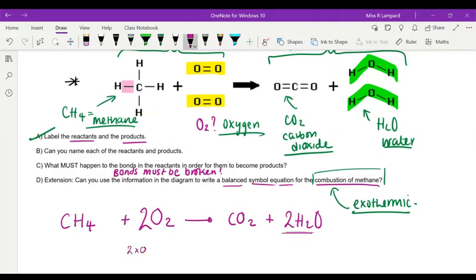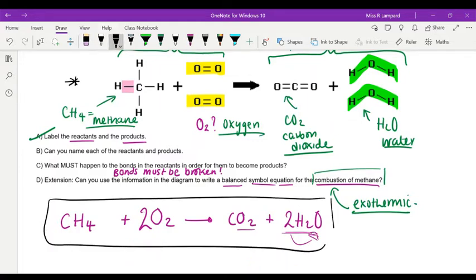2 times O2, which is equal to 4 oxygen atoms, and then we've got 2 coming from the carbon dioxide and 2 coming from the water, so there's 4 oxygens on this side as well. So that is your balanced symbol equation for the combustion of methane, which, as I said, was an extension.